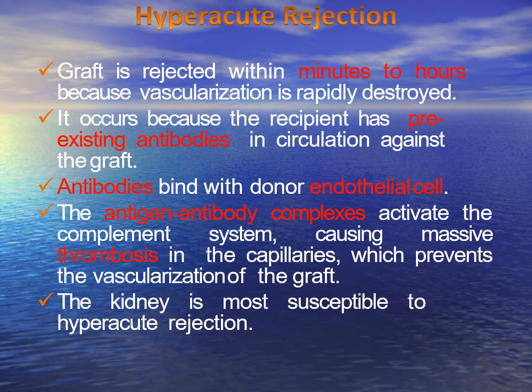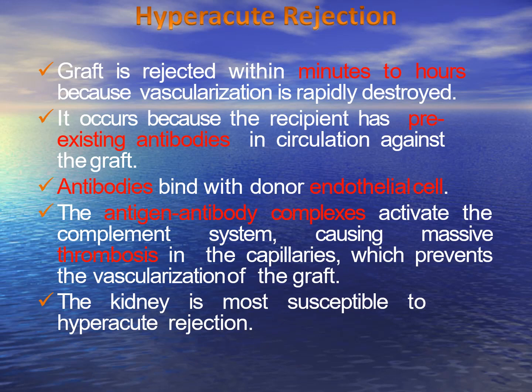Now you will be thinking that I have only mentioned the names. So in this slide, I'll be describing what hyperacute rejection actually is. Basically in this case, the graft is rejected within minutes to hours because of the presence of vascularization. Actually, the vascularization is rapidly destroyed, and thus the graft is rejected within a few minutes or within a few hours of the transplantation or upon the graft placement.